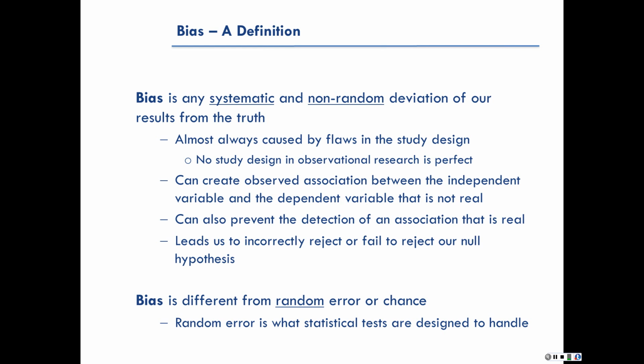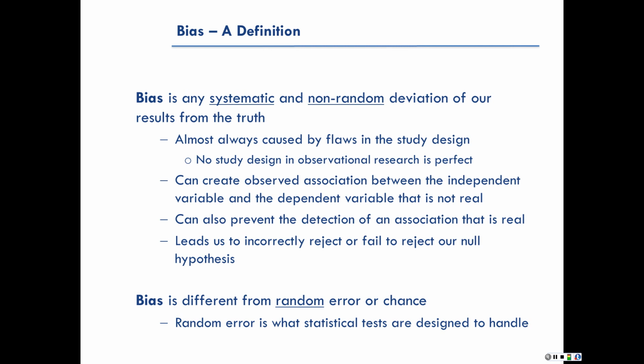So what does bias do? Well, bias can create an observed association between our independent variable and our dependent variable that is actually not real. It makes it appear that there's a relationship when in fact there isn't one. Alternately, bias can also prevent us from detecting the presence of a relationship or association that is real. As a result, bias leads us to incorrectly either reject or fail to reject our null hypothesis.